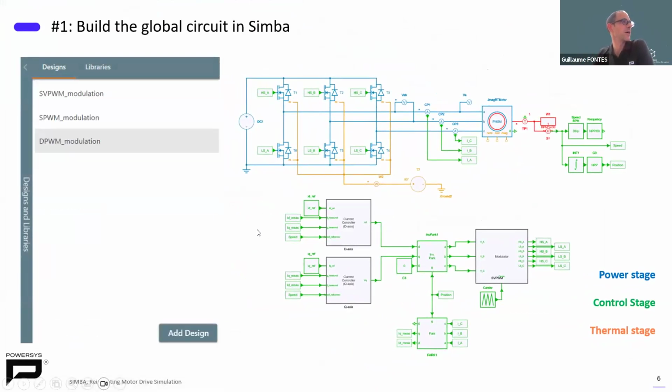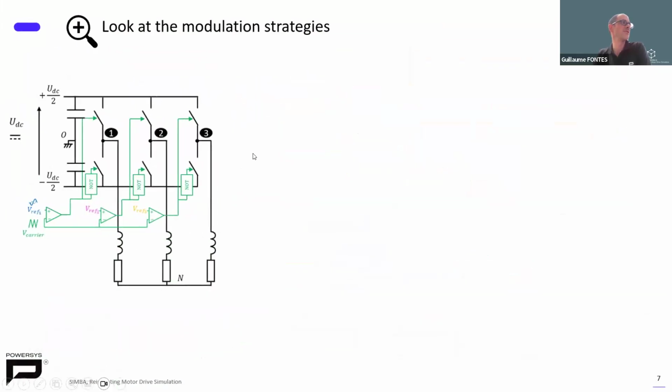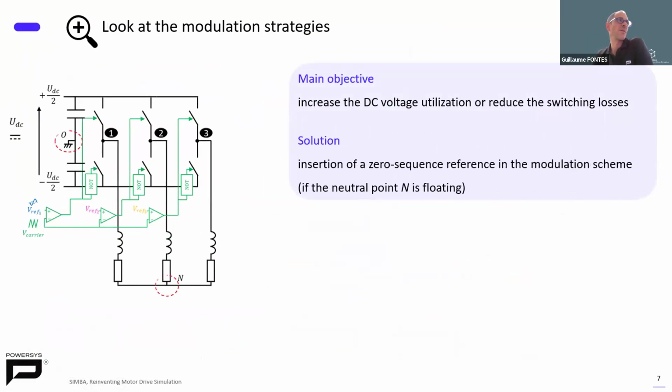So here, if we have a look a little bit at these modulation strategies, the main objective is to increase the DC voltage utilization or to reduce the switching losses. And this is done with the insertion of a 0 sequence reference in the modulation scheme, which can be done only if the neutral point N here is floating. That's to say, not connected to the ground, which is usually the case for multi-drive application.